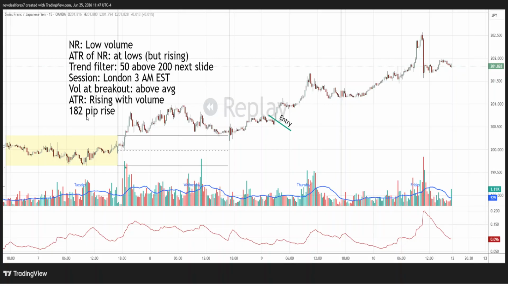Now I did have the measurement in this one. This was a 182 pip rise during this London session trade. This was a no drawdown trade, straight into profit. I think over a couple days. Okay, I like it when breakouts last about 2 to 3 days. So this would have been like day 1, day 2, day 3. Anything past day 3 for a breakout, it's not top of my list.